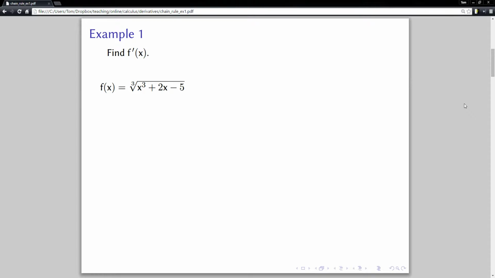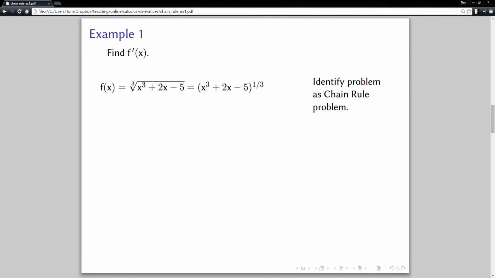So the very first thing that you would want to do here is to rewrite this function using the fractional exponent notation. So the cube root is going to be raising x cubed plus 2x minus 5 to the 1/3 power. Okay. All right. So now, next up, what you want to do is identify this as a chain rule problem.